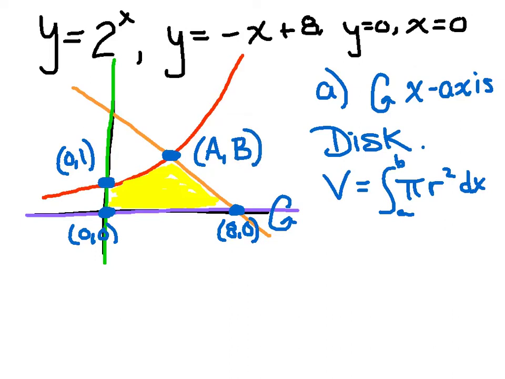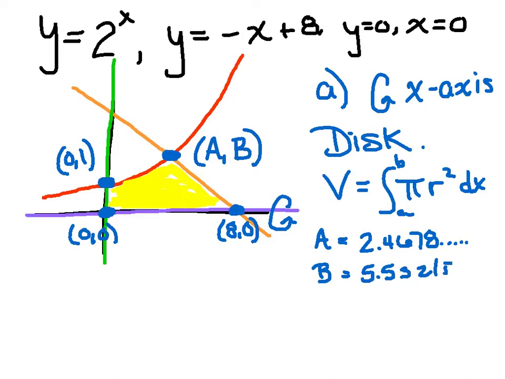And I'll just verify my numbers with you. For A, I had 2.4678 something, and B, I had like a 5.53215 something. Okay, but again, get those values both stored in. All right, now that I have everything labeled, I'm ready to draw my rectangle in.